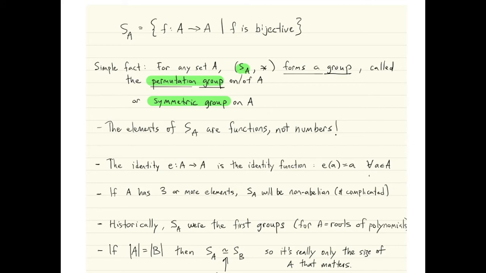It's a simple fact that if A has 3 or more elements, this group S of A will be non-abelian, in other words, non-commutative. And especially as A gets large, it's a very complicated group. And historically, S of A were the first groups that were studied, particularly when A was the roots of polynomials. So these groups arose before the term group even came into existence.